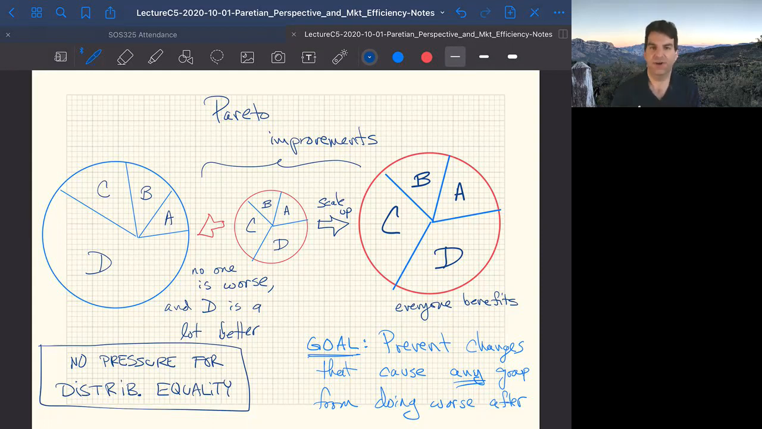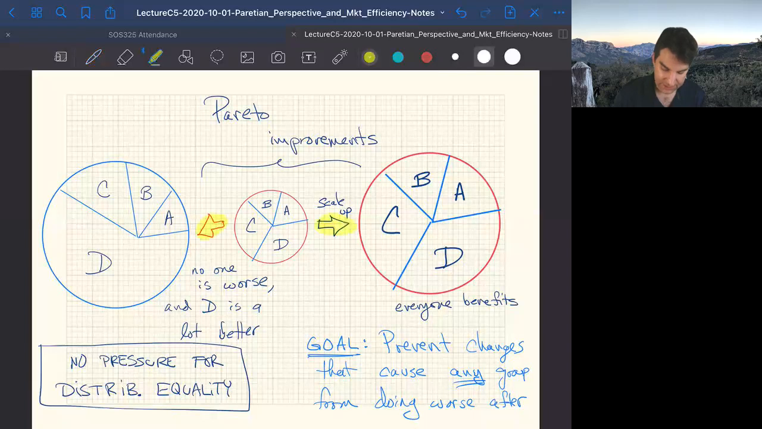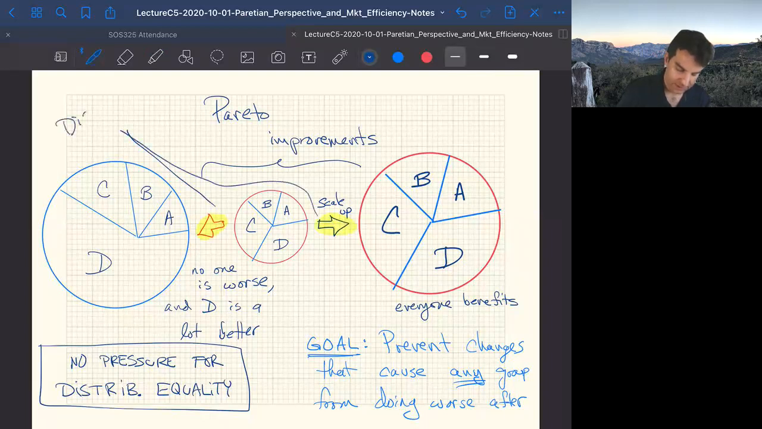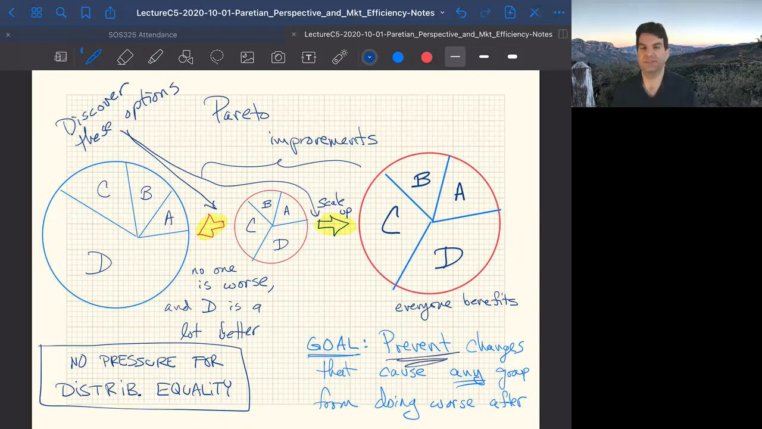All right, so far, does this make sense? Are there questions about Pareto efficiency, or what the goal is here? That we would like to find, if I were to highlight, we are trying to find these. So we're trying to discover these options, and we want to prevent any other options.